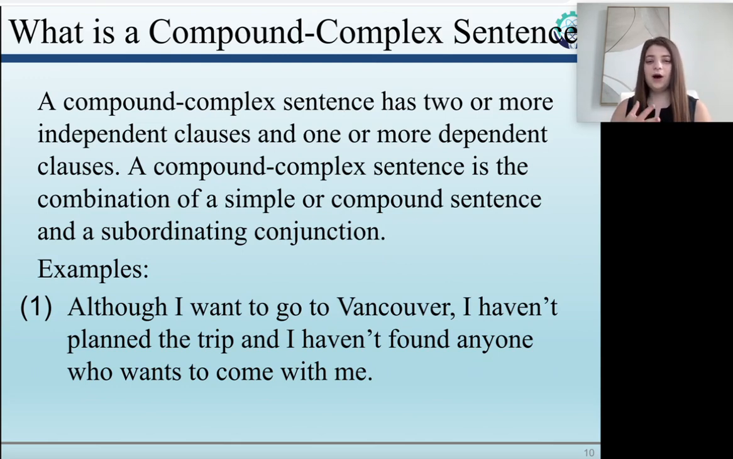It's like, although I want to go to Vancouver, what's next, right? That alone couldn't be a sentence, but the compound complex sentence starting with I haven't and then ending with come with me would be a sentence on its own. It could be its own sentence as well. In fact, both independent clauses could be I haven't planned the trip, full sentence, or I haven't found anyone who wants to come with me, also a full sentence. But although I want to go to Vancouver, that's not a full sentence.